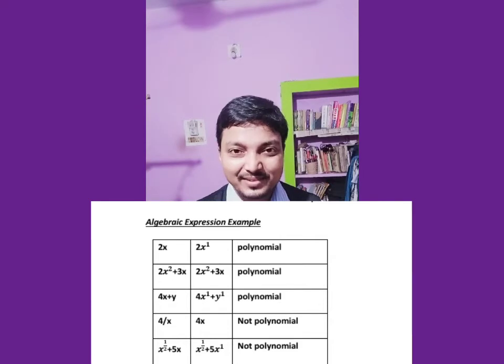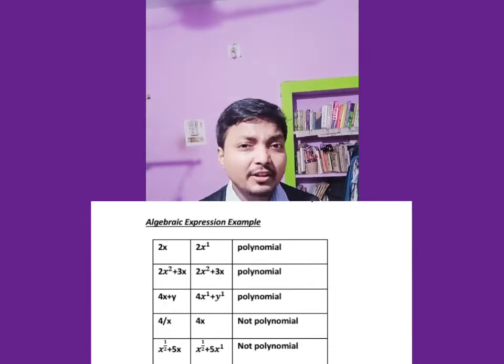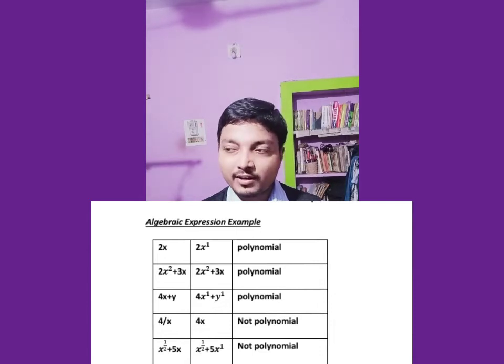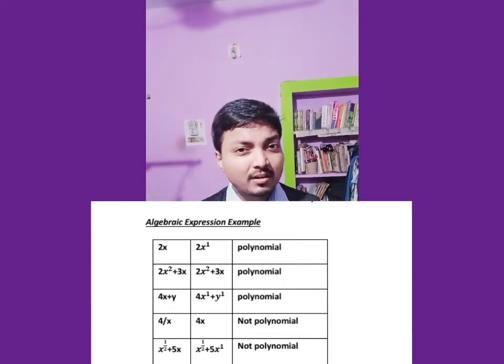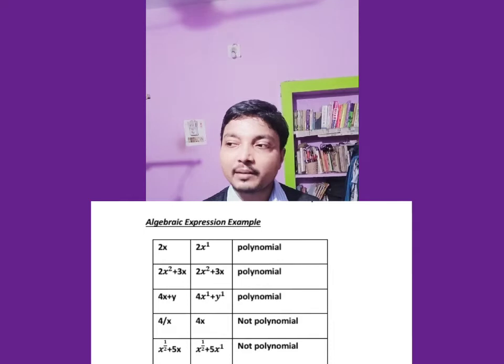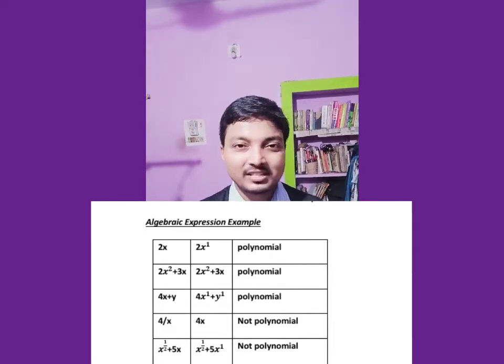Just see the next one, 4 by x. 4 by x means x is in the denominator. Now I will write the variable in numerator form. Numerator means 4 into x to the power minus 1. Whenever the denominator becomes the numerator, or the numerator becomes the denominator, the sign of the power of the variable changes. So 4 by x has x to the power 1 in the denominator, but when I make it the numerator, it becomes x to the power minus 1, which is not a whole number.